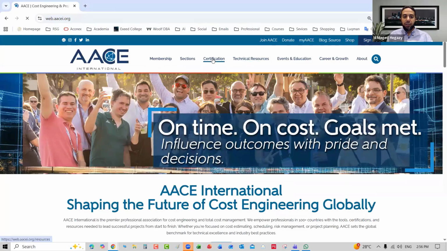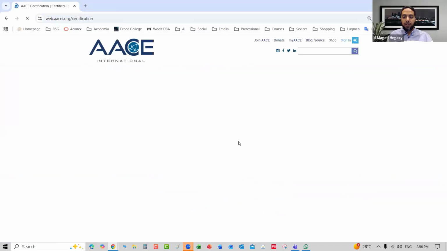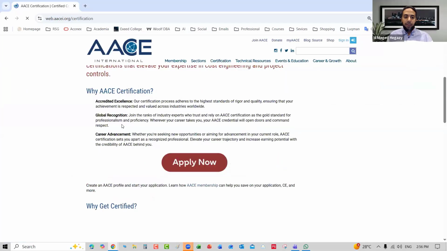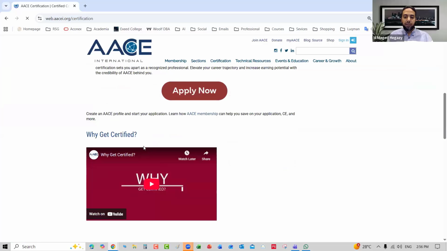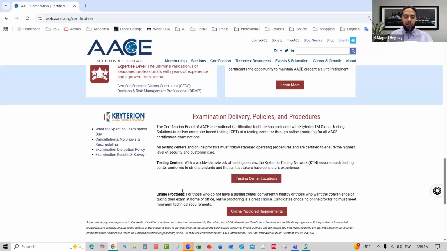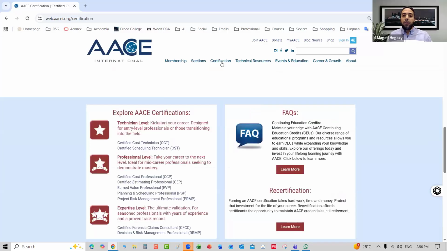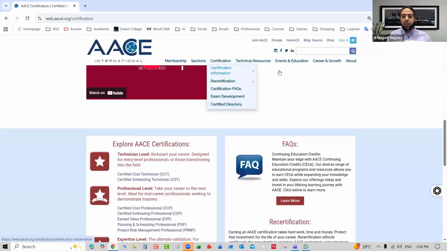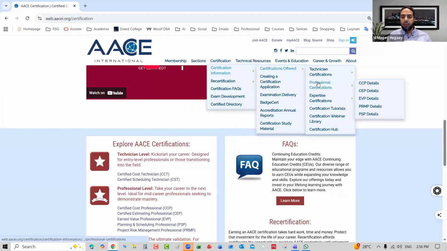If we go to the certification, you can find the reasons why to get certified. As we discussed, you'll find here the levels: technician level, professional level, and expertise level. So CCP comes here in the professional level. These are the examinations we discussed. If you go to the certification, you will find all these three levels, and one of them is the CCP.